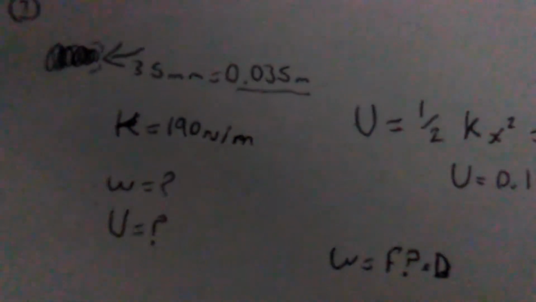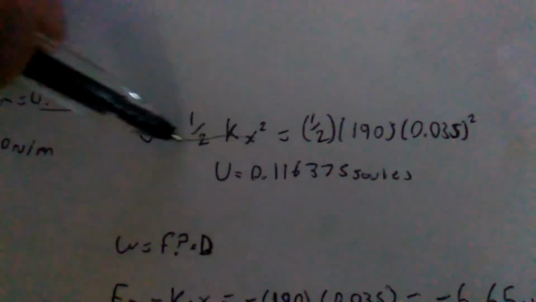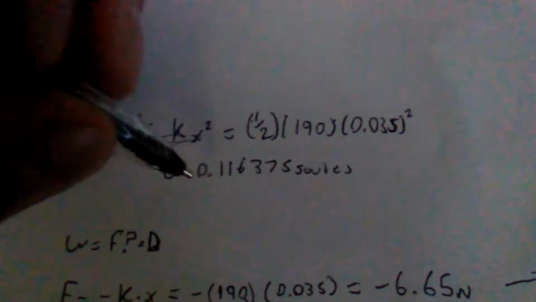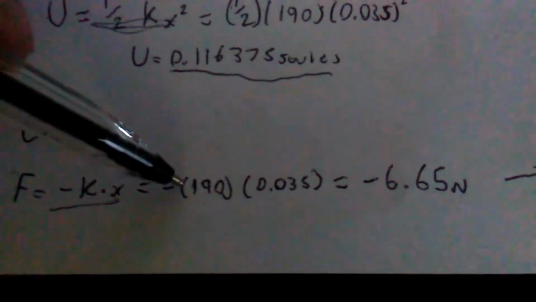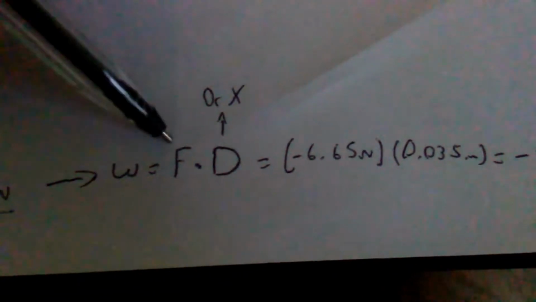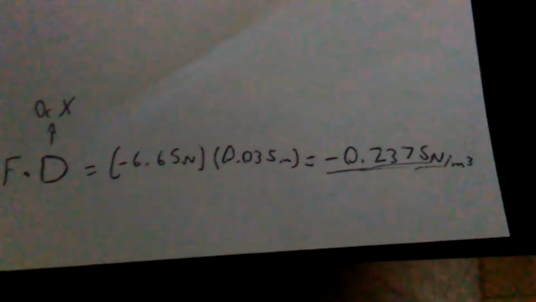The third exercise wants you to find the work and potential energy acquired by compressing a spring by 35 mm, which is equal to 0.035 meters, if its constant is 190 newtons per meter. First, to find the potential energy, we need to use this formula, and substitute to get a potential energy of 0.116 joules. Then, for the work, we have to find the force first, which is obtained by using this formula, giving us a total value of minus 6.65 newtons. Then, with the force already obtained, we shall just substitute the values in this formula to get the work, giving us a work of minus 0.222 newtons over square meter.